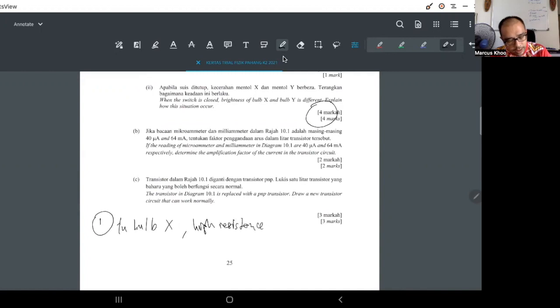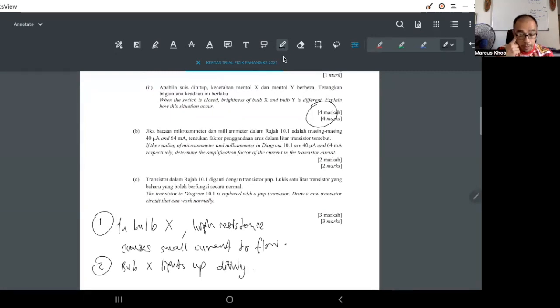Okay, high resistance causes a small current to flow. And this results in bulb X lighting up dimly. Okay, they say the brightness of bulb X is different, but they never tell you what the brightness is. So I think it's a good idea for you to put it in.